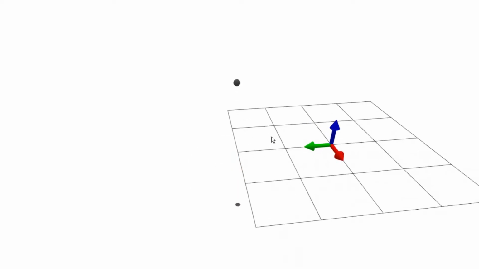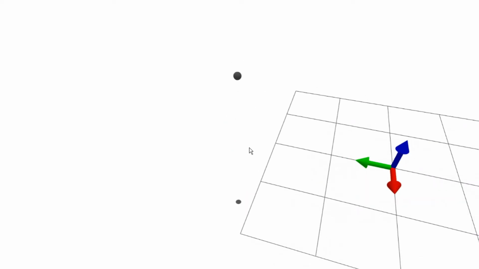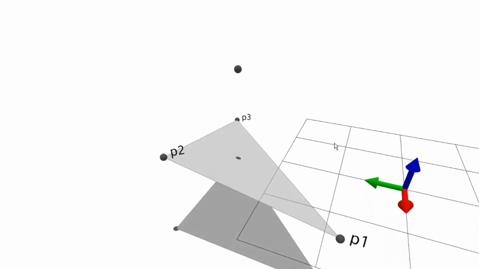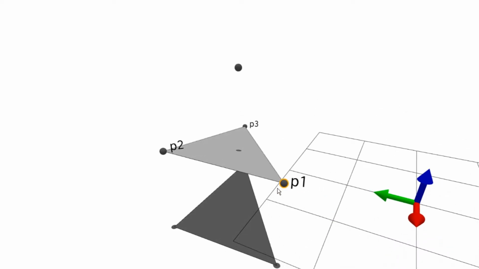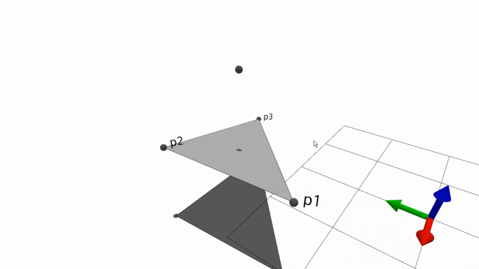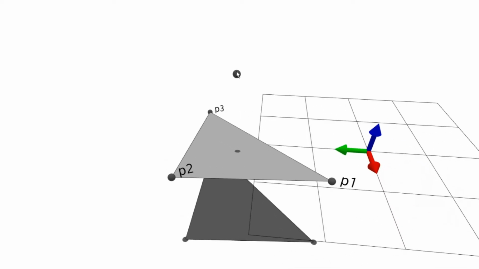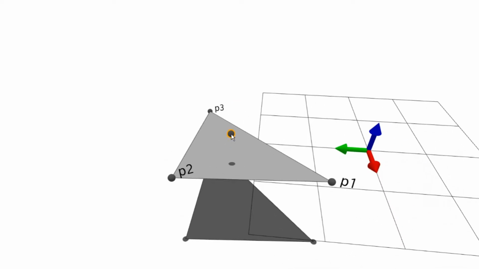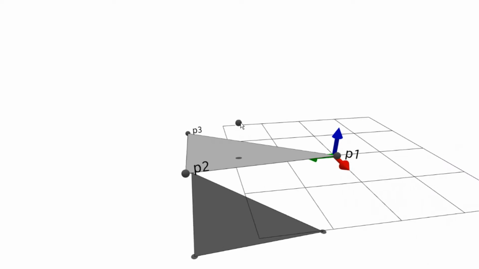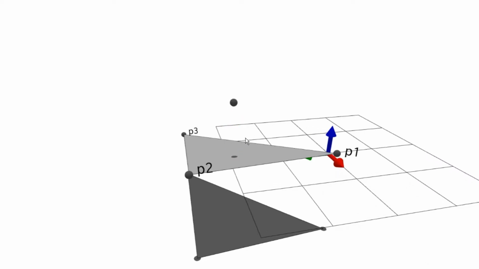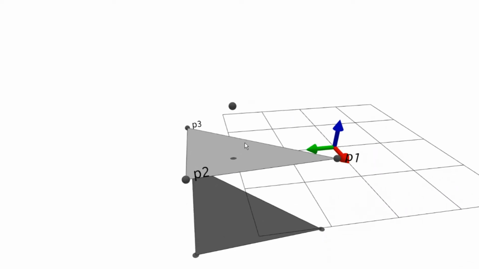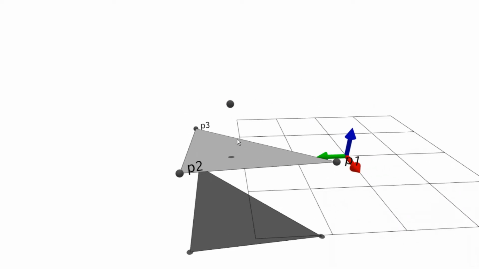Alright, so we start with a point, and then we're going to define 3 points of a triangular plane in 3D. And now, to determine if this point is colliding with this triangular face, we need to know the distance from the point to the plane. And to do that, we need the normal of the plane, because the shortest distance from this point to this plane is along the normal of the plane.